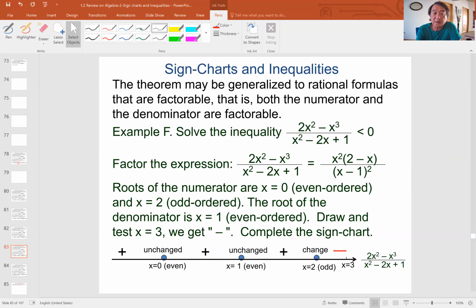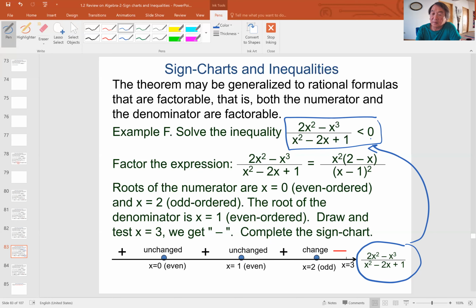And in particular, after we get a sign chart of this problem, then we go back to the inequalities. Aha, less than 0, this means negative. So the problem asks for where are the negative sections. And that will be the solutions for this problem. We only work for x bigger than 2.